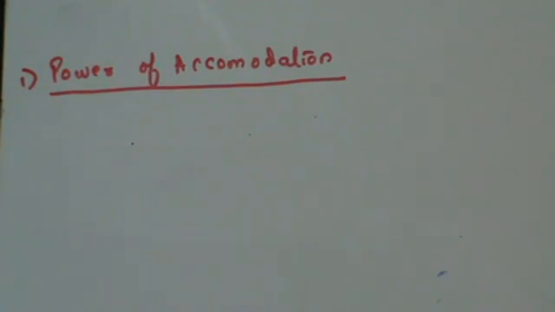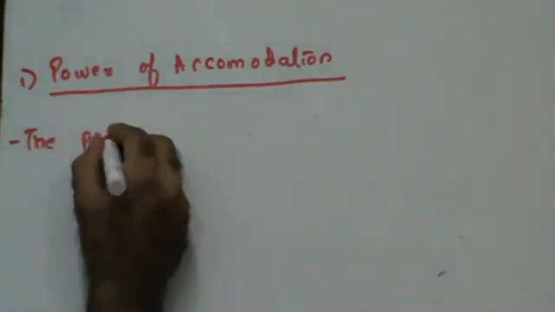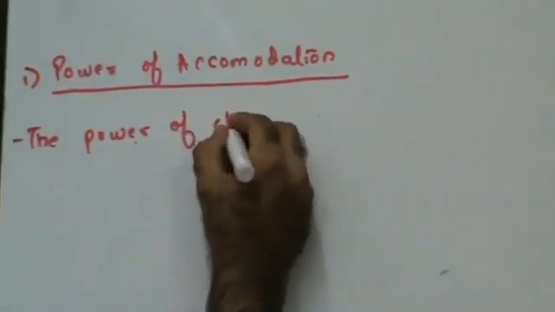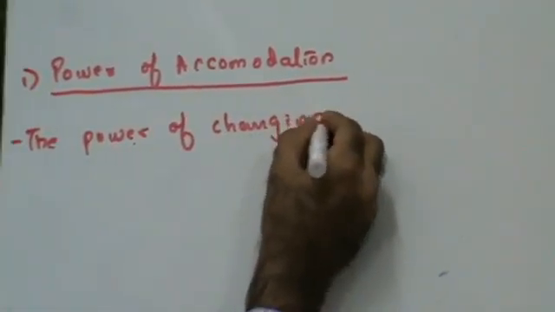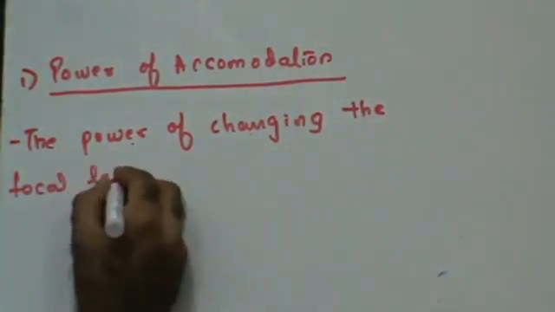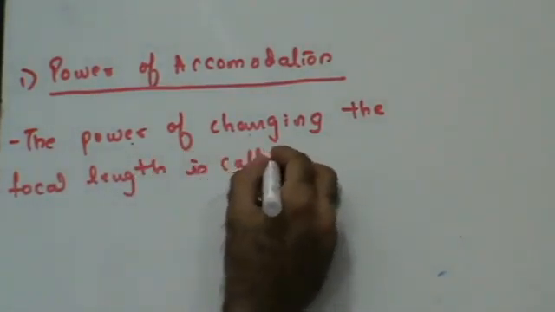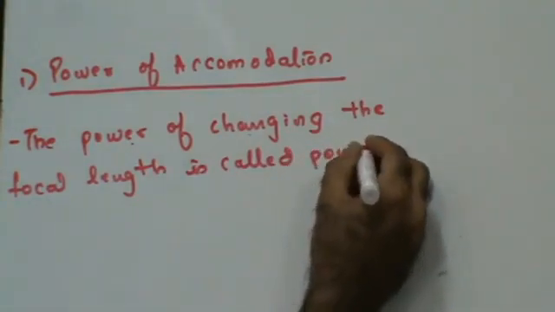This power of changing focal length is called power of accommodation. By changing the focal length, you can see far off and close by objects easily. So the power of changing focal length is called power of accommodation.